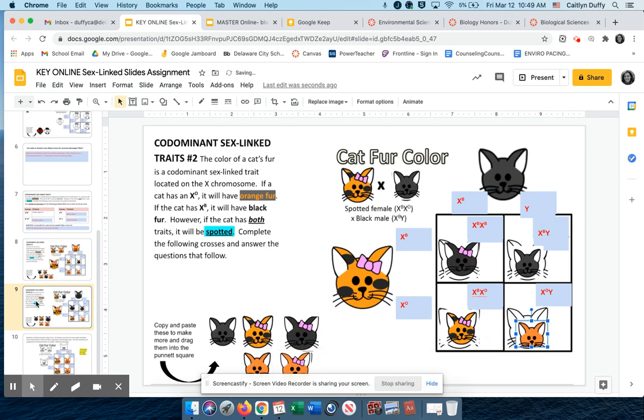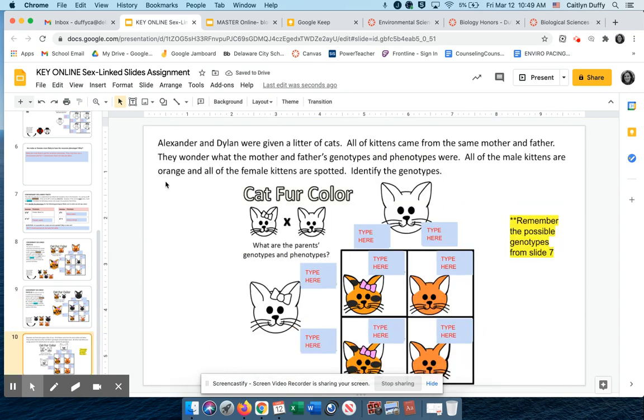Okay. Now, on this last one, this is one that I want you to do on your own. Alexander and Dylan were given a litter of cats. All of the kittens came from the same mother and father. They wondered what the mother and father's genotypes and phenotypes were. All of the male kittens are orange, and all of the female kittens are spotted. Identify their genotypes. So I've given you the offspring filled out. I want you to figure out what the parents' phenotypes and genotypes are and fill those out.